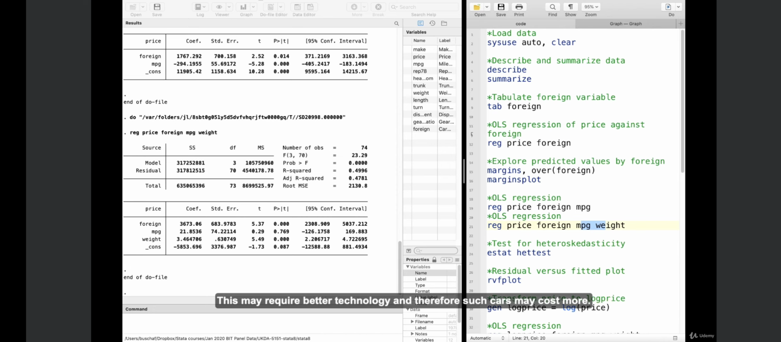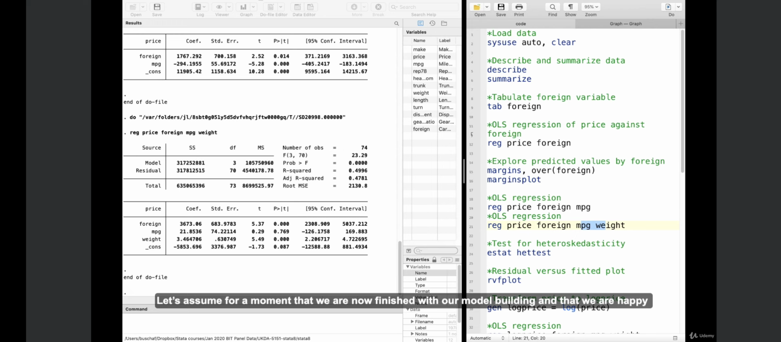This may require better technology, and therefore such cars may cost more. However, the previous effect was masked by the fact that heavier cars had worse mileage. Now that this is controlled for, the effect of miles per gallon has become less biased. Moreover, because there is a knock-on effect of miles per gallon on foreign status, we see that the effect of foreign cars jumped to $3,600 with a lower standard error of 680. This is another important example of regression bias, where important explanatory variables were left in the error term.